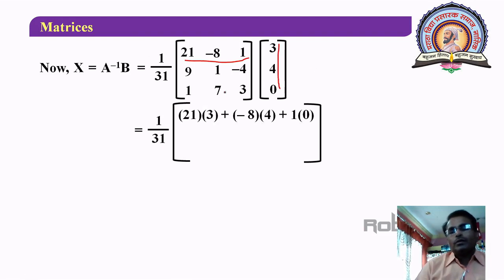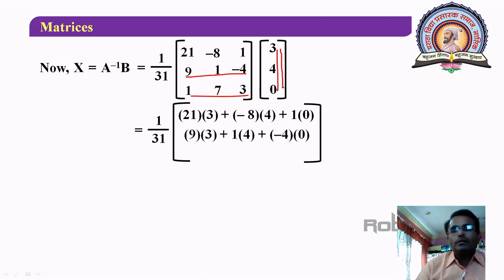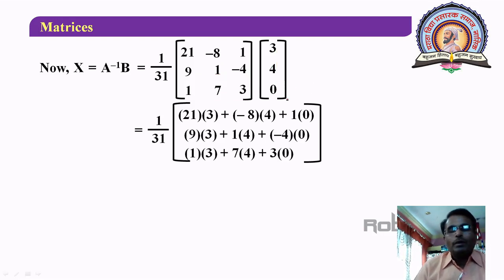Okay. So 21 into 3, then minus 8 into 4 and 1 into 0. This product we have to take. In a similar manner, second row and this column, that will come as a second element. Then third row and this column, that will come as a third element. Now see what type of elements we are getting.